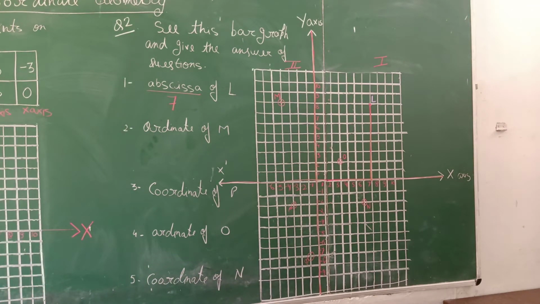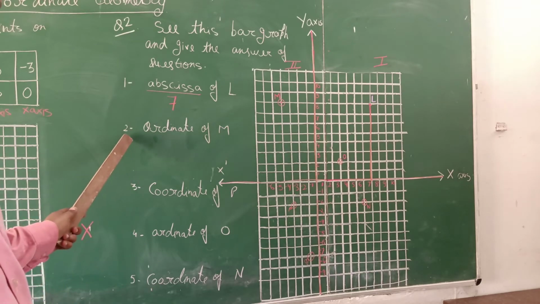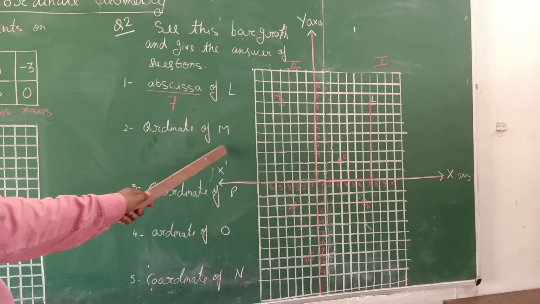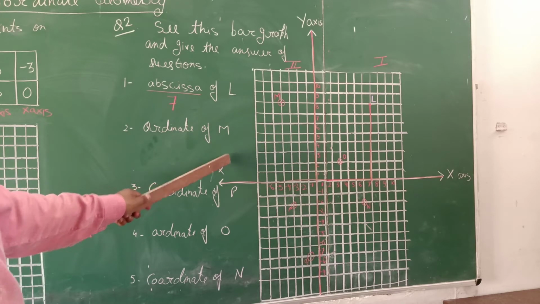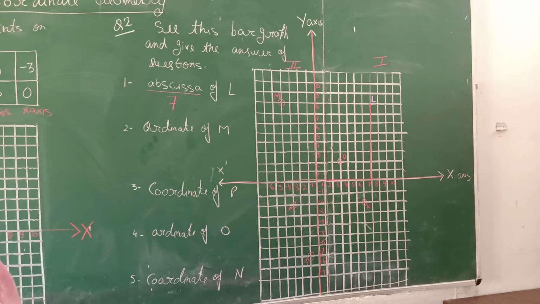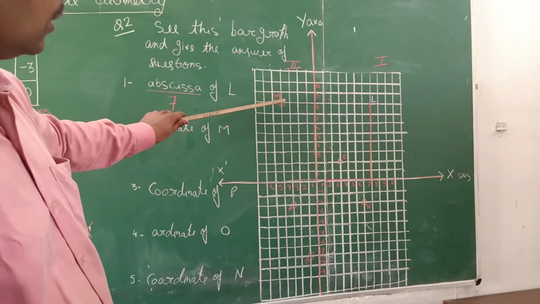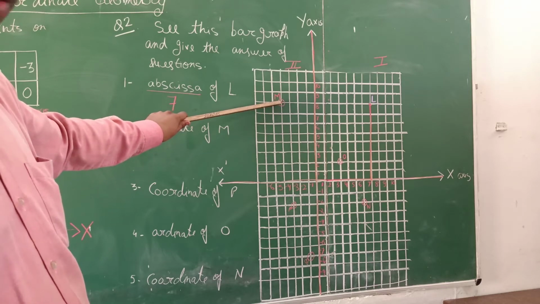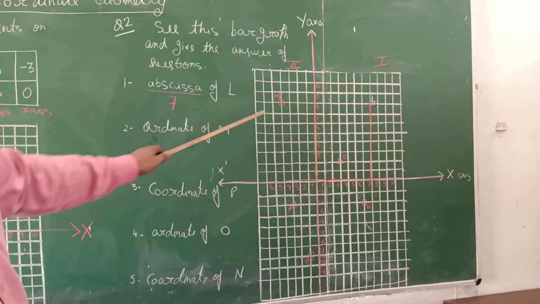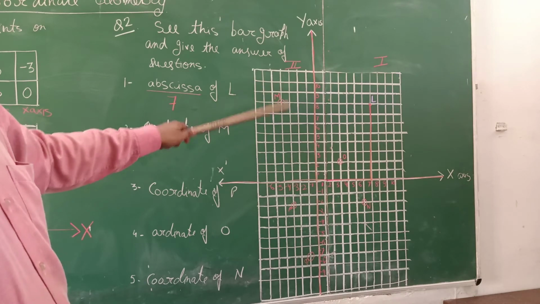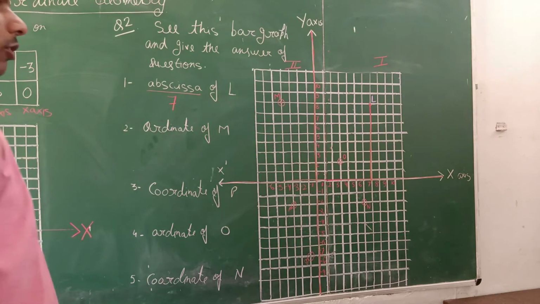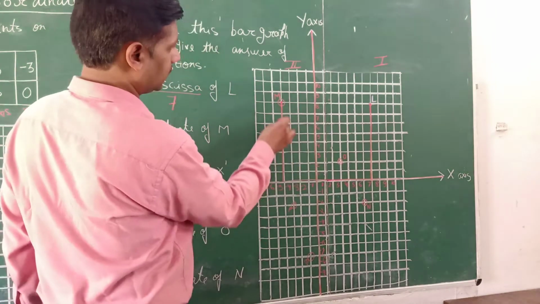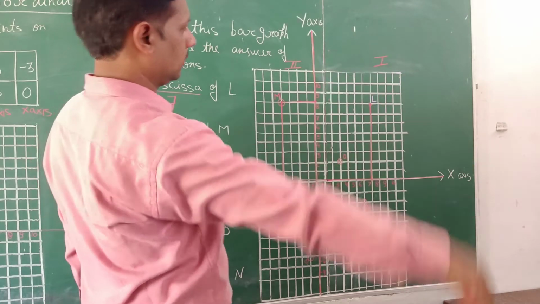Now come to question number 2, that is ordinate of point M. First you have to search where the point M is. Here this is point M, right? So you are asking ordinate, so just make the perpendicular lines from point M to both the axes, this and this.